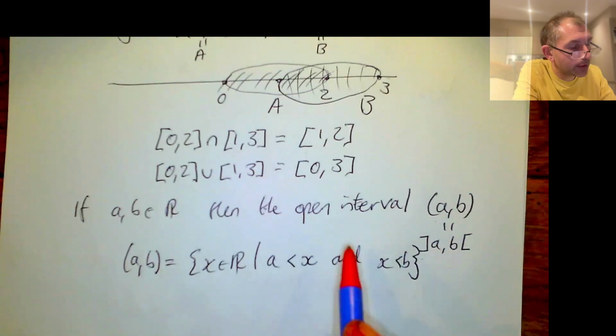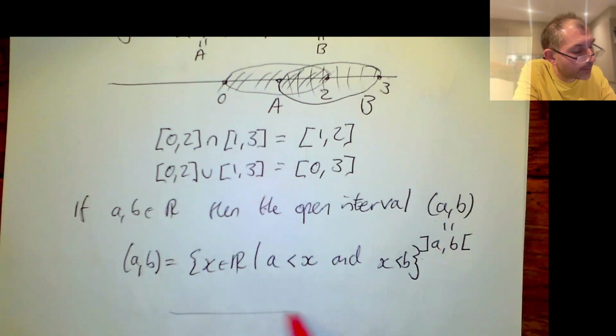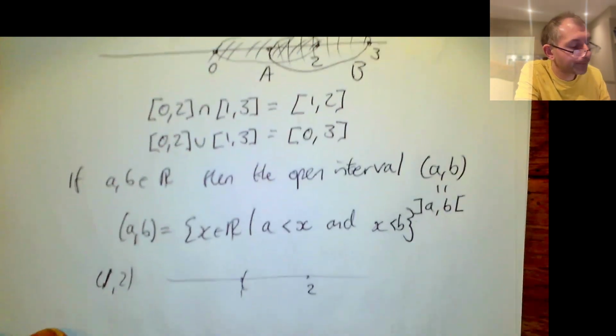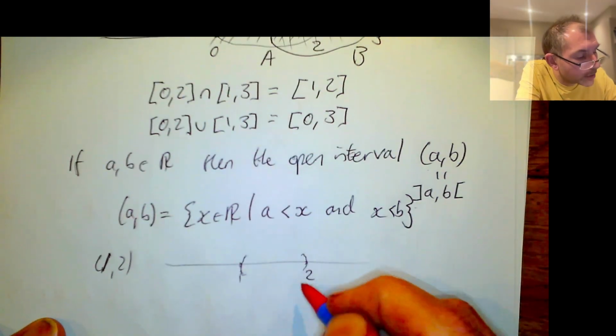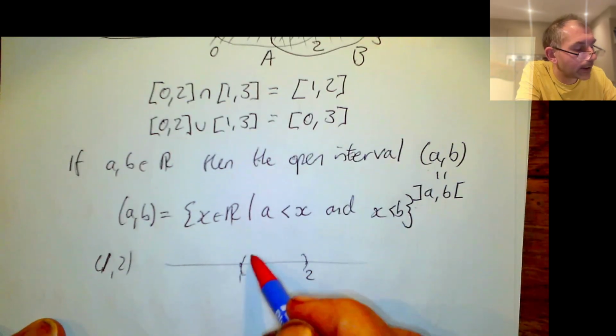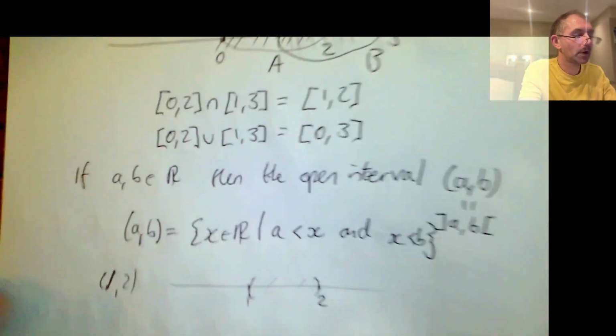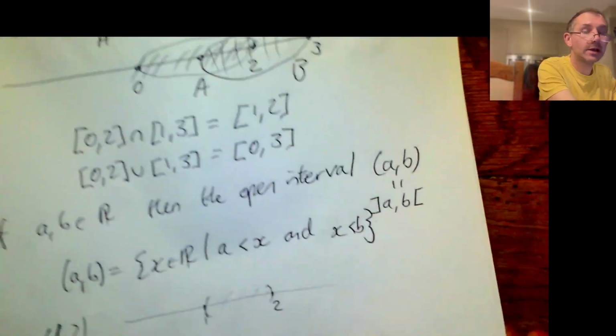And you can think of it as being a bit like, if I do (1, 2), where I have everything almost getting up to 1 but not quite there, and everything almost getting up to 2 but not quite there, and then everything in the middle.